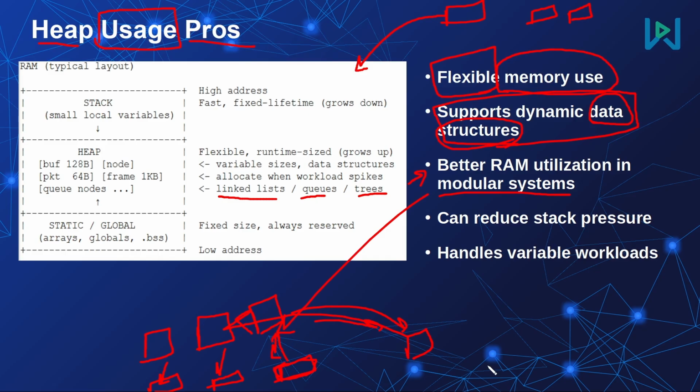The heap will help, of course, to reduce the load and the pressure on the stack utilization. Hence, we can offload part of the variables and buffer allocation from the stack to the heap. And of course, this is to be done at runtime.